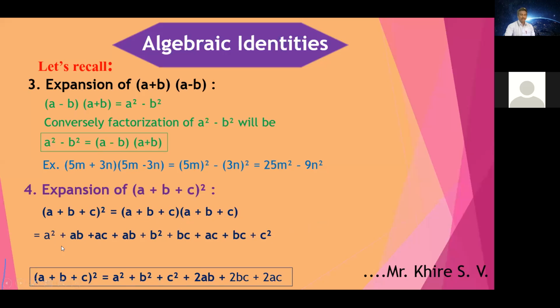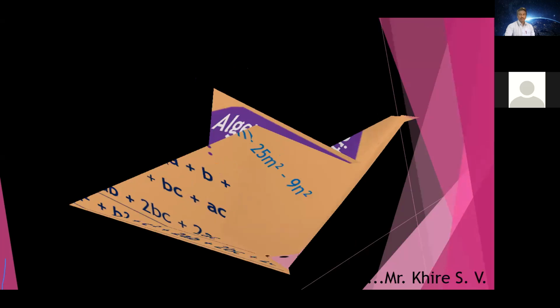Now add like terms, and we will get a square plus b square plus c square plus 2ab plus 2bc plus 2ac. There is 2 times ab, 2 times bc and 2 times ac. Therefore, we get the new identity: a plus b plus c whole square is equal to a square plus b square plus c square plus 2ab plus 2bc plus 2ac. This is our new formula. Understood?